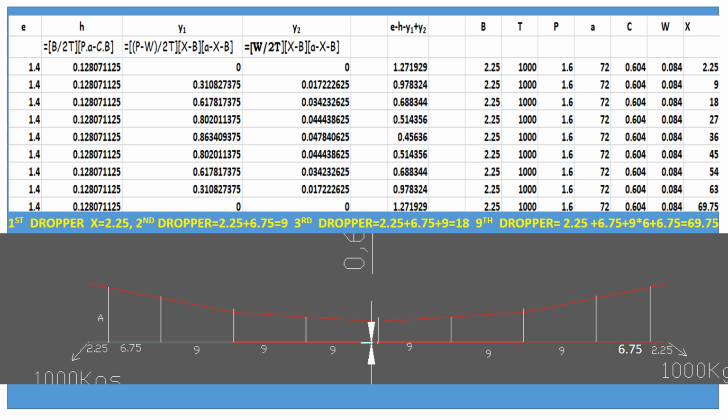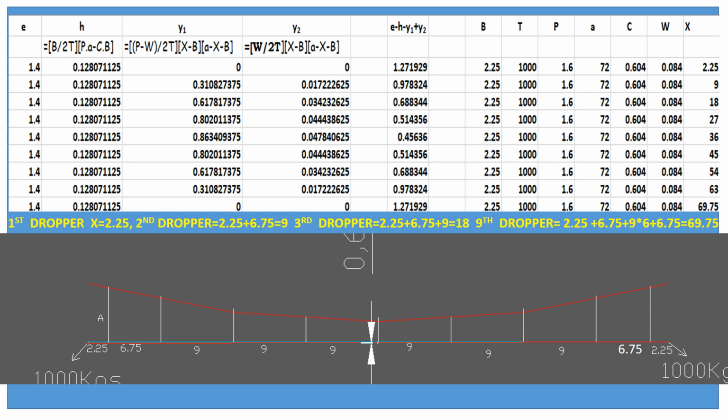Next is Y2, the contact stagger. Contact stagger is W by 2T. Already we have found out W. W is the remaining weight on the contact wire after the placement of the first dropper. It is 0.084 per 72 meter span, and for other spans it is the other span squared divided by 72 squared into 0.084. So you clear the value of the W.